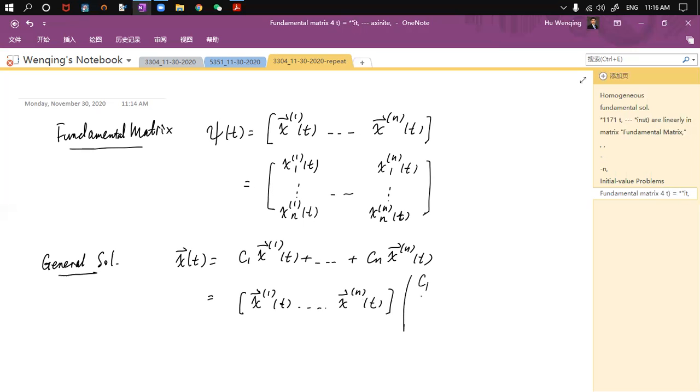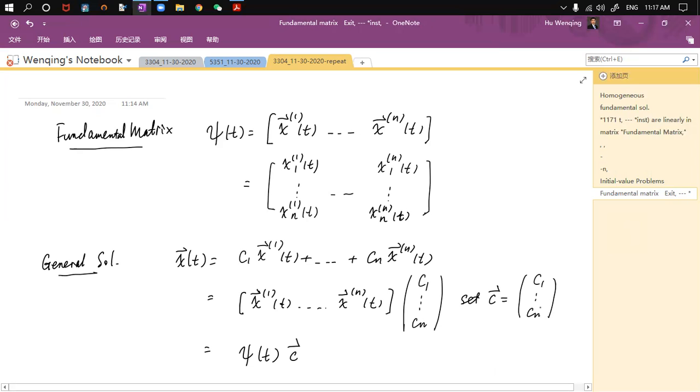So now if this is multiplied by C1 up to Cn, then by the standard vector matrix product rule, you just multiply component-wise, forming C1x1 plus up to Cnxn, and sum them together. So this is a nice expression for the general solution, which is a linear combination of fundamental solutions. Now this first matrix is actually a fundamental matrix, and the vector C is C1 up to Cn. So set C to be equal to C1 up to Cn. That's a very simple formula for the general solution.